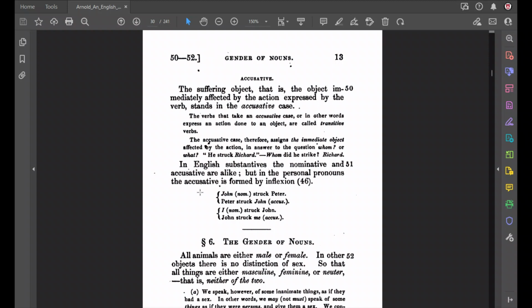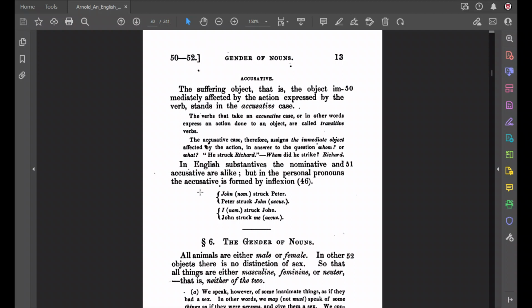And then lastly, paragraph 51, we read, in English substantives, the nominative and accusative are alike.